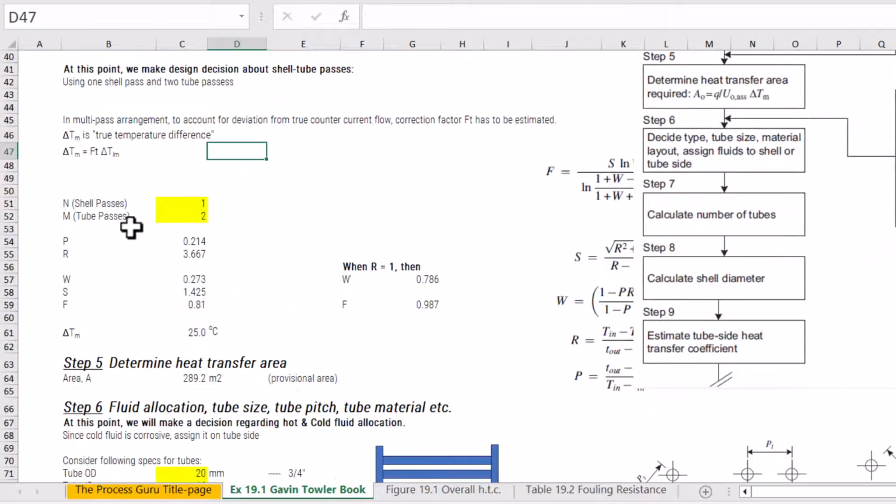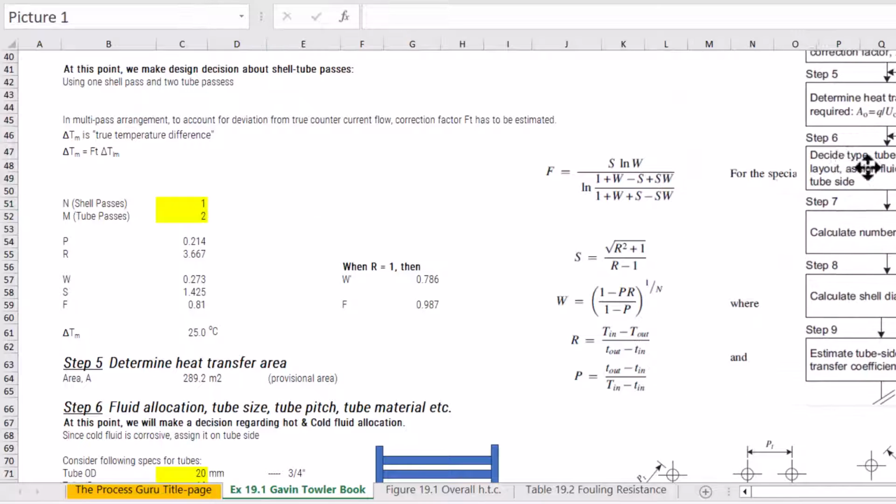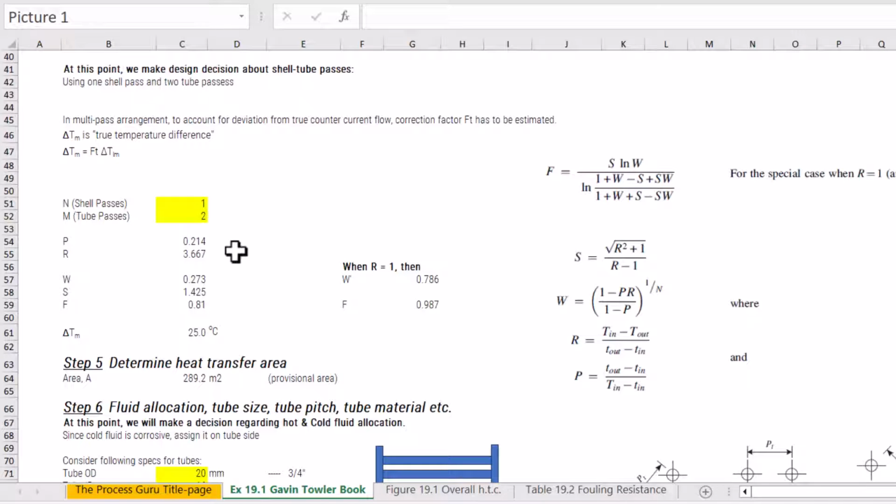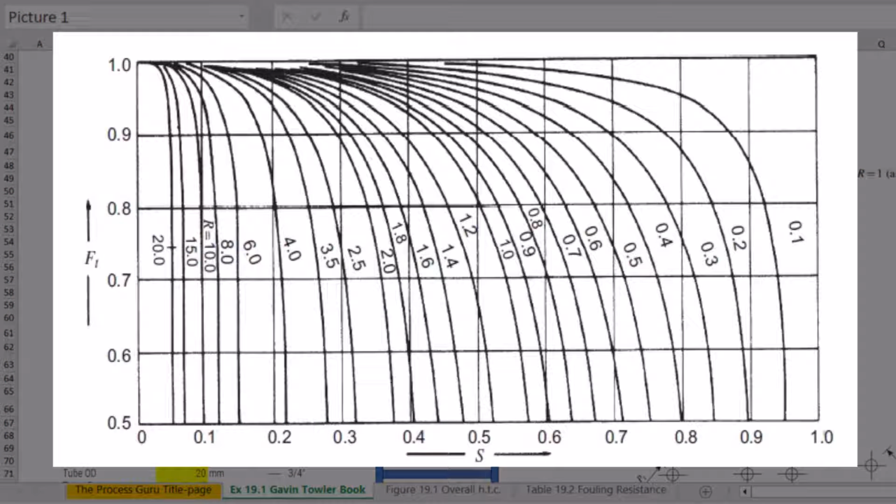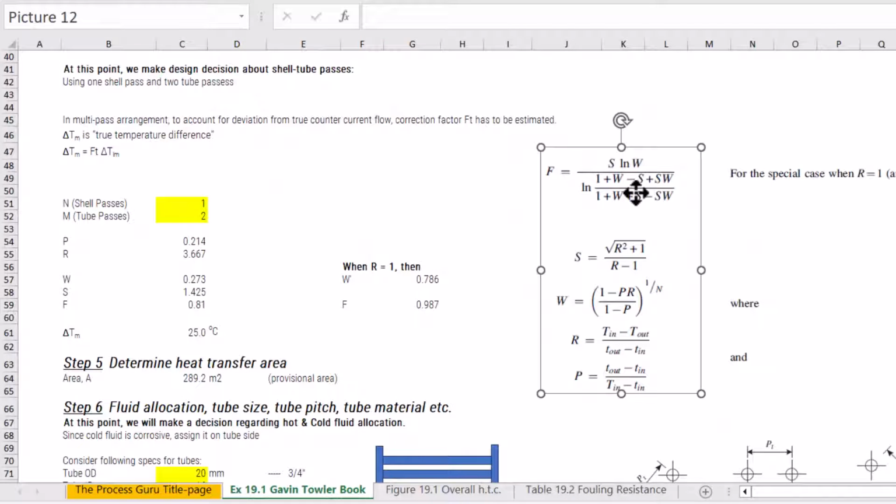So here I have put the shell passes as 1. For the number of tube passes, we can have one tube pass, or any even number of tube passes also: 2, 4, 6, and 8. Presently we are going with 2 tube passes. Now perhaps you already know that for the Ft correction factor, dedicated graphs are available, but instead of going that cumbersome way of retrieving Ft, we will use this formula for calculation of F without the use of a graph. This formula I have taken from the book by Stephen Hall.